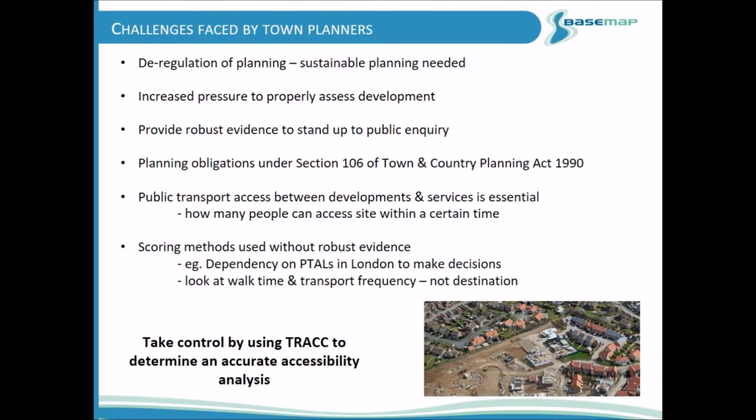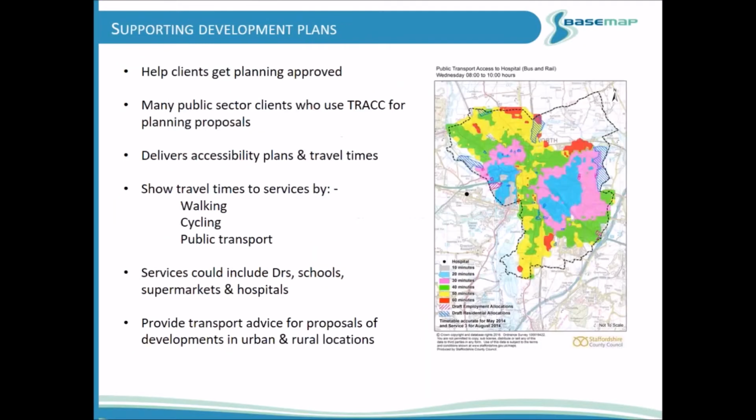And this is why existing methodologies such as in London PTAL don't offer that. They haven't got that robust evidence. So PTAL will give you a score for a location but won't look at where the walk time is to the closest supermarket or local doctor's surgery. It looks at just the frequency of that service. So it's not a very accurate way, and TRACC's actually been used to overturn these types of decisions in the past. So by using TRACC, the first thing you'll be able to do straight away is help clients get planning approved. We've got many clients who said they've used TRACC to overturn things like PTALs in the past, which is a really important thing.